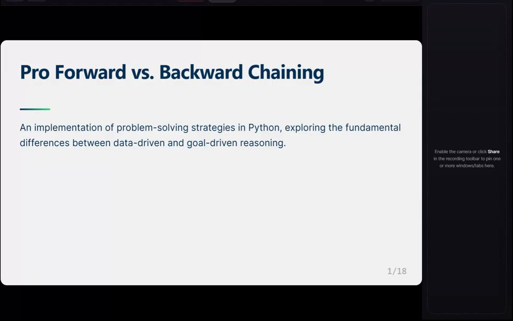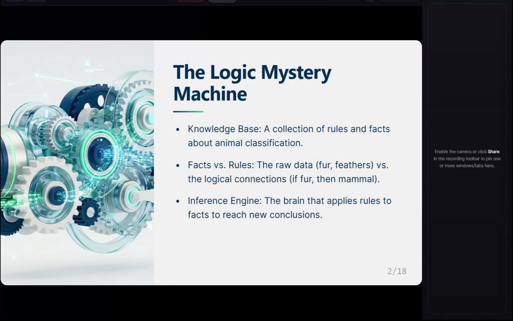Let's get started. Think of an AI logic engine like a mystery machine. It takes in raw data, what we call our knowledge base, and processes it through an inference engine. This base is made of two things: facts, like this animal has fur, and rules, like if it has fur, then it's a mammal. Our goal today is to see how the engine connects these dots to solve the mystery of which animal is which.